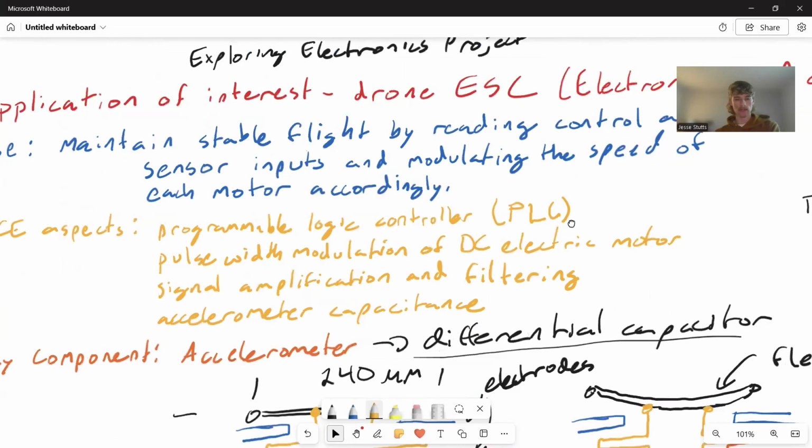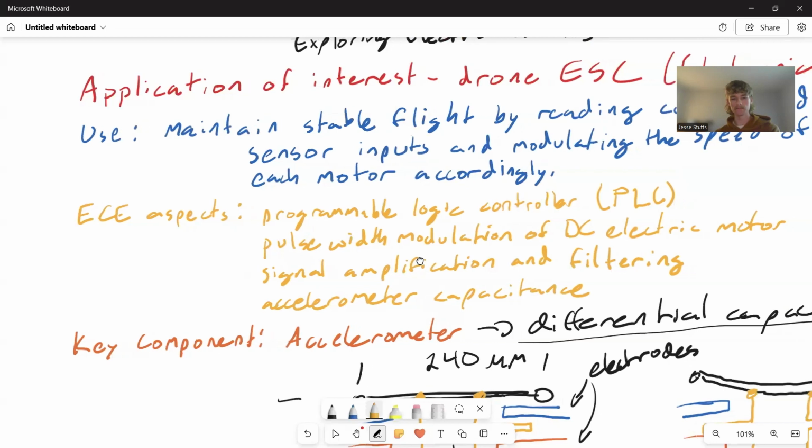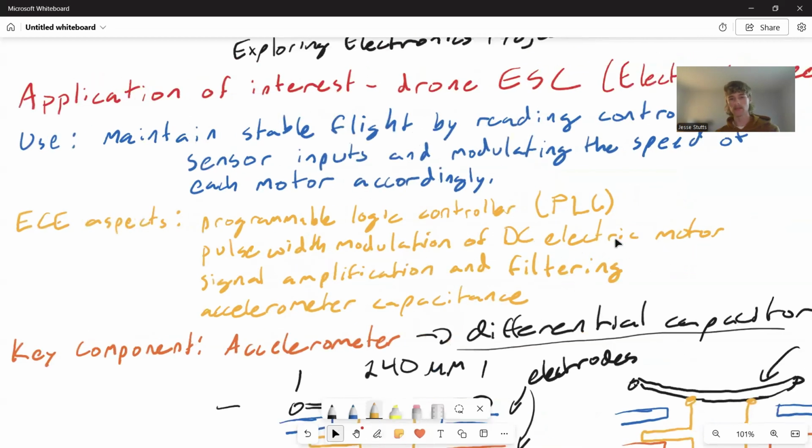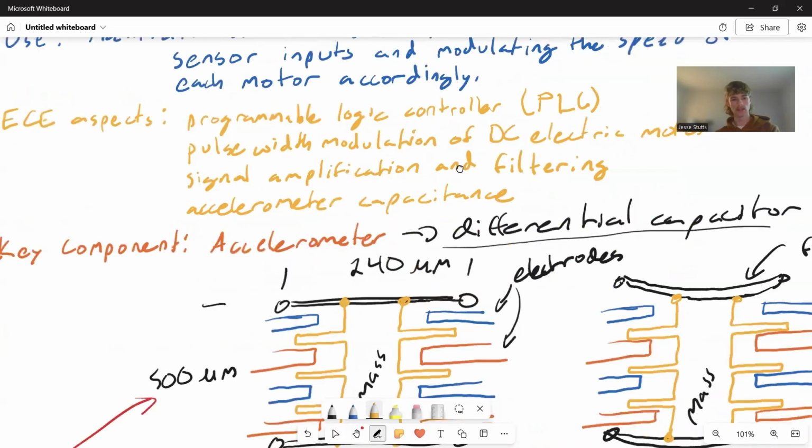So the way it does that is the electronic engineering aspects of it. It is a PLC at its core. Pulse width modulation of the DC electric motor. That comes from signal amplification and filtering of the accelerometer capacitance. That is one of the inputs that it takes into that output.